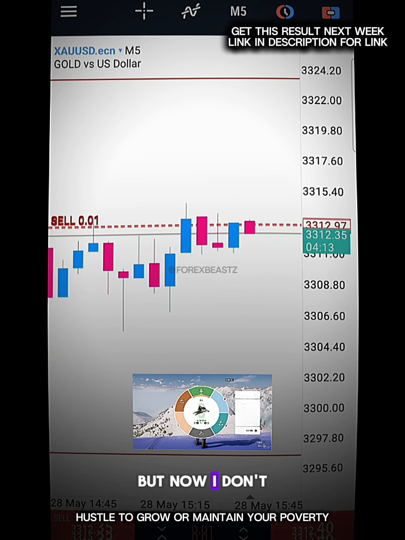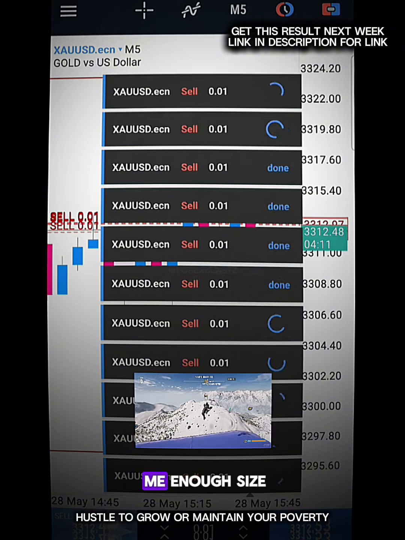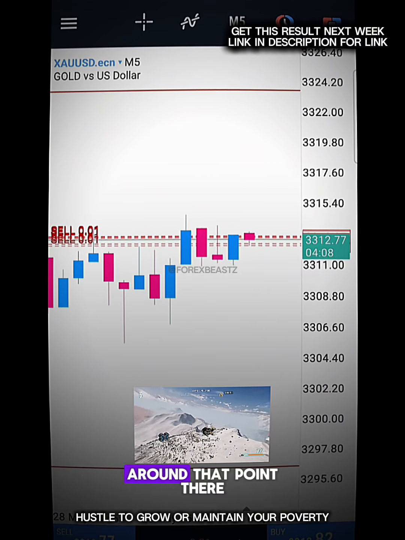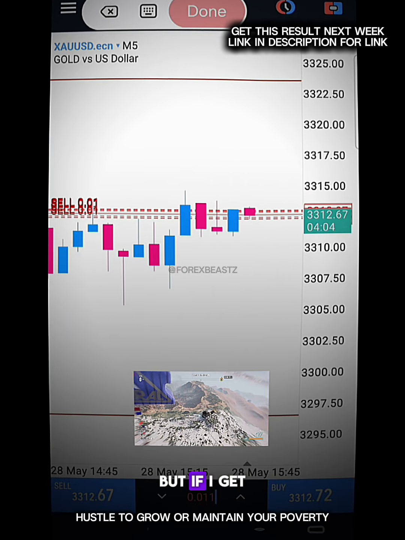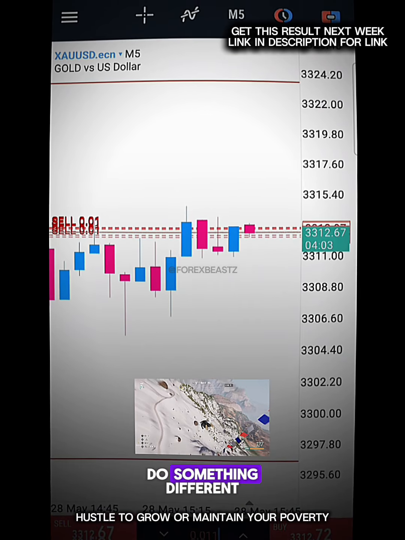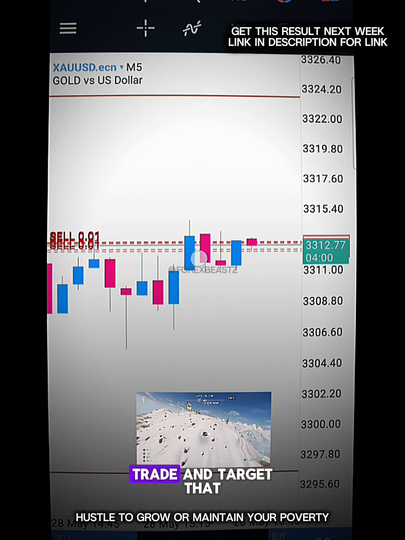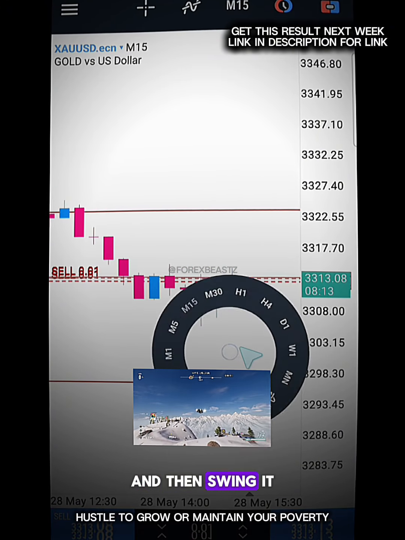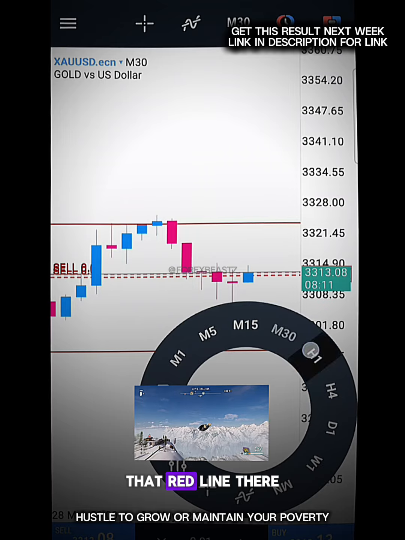But now I don't think this is giving me enough sign, so I was just adding, layering a lot of entries around that point here. But if I get the sign, then I'll do something different, which is hedge that trade and target that lower point and then swing it to that line there, that red line there.